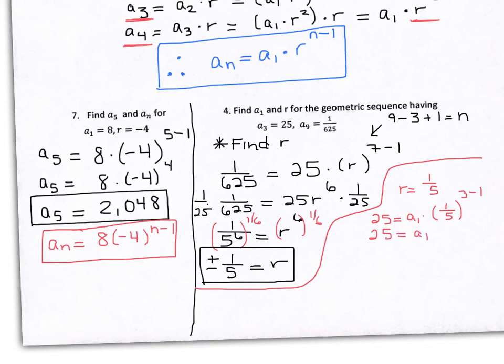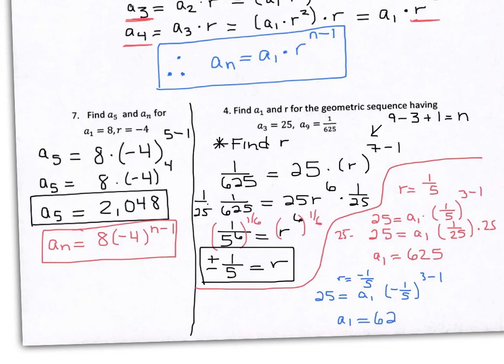25 equals a sub 1 times 1/5 to the 2nd, which is 1/25. Multiply both sides by 25. And I end up with a sub 1 equaling 625. Well, now I've got to try what if r equals negative 1/5. 25 equals a sub 1 times that negative 1/5 to the 3 minus 1. Nothing will change because this is now a negative 1/5 to the second power. Therefore, I'm not going to work through it all because it's the same as right above. My a sub 1 is no matter what 625 for either of the r's.